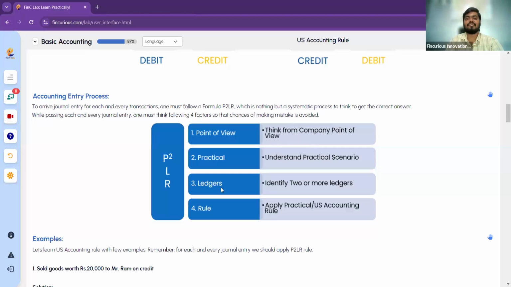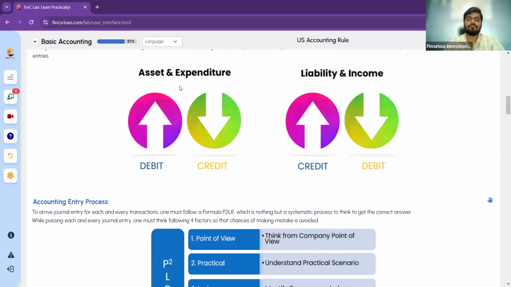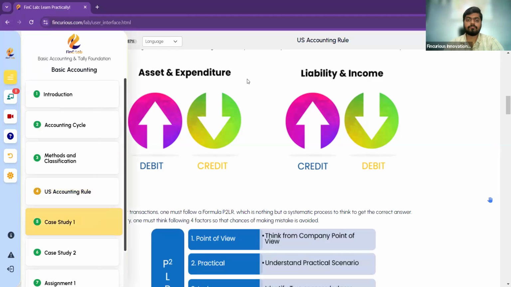Then only you will debit and credit, right? If you have only one debit, you cannot credit. If you don't have any credit, then the journal entry cannot be passed. So to pass a journal entry, two accounts should be there and two parties should be involved in that particular transaction. And then the rule: apply the practical or US accounting rule. Just now we have discussed: asset and expenditure, increases debit, decreases credit. Liability and income, increases credit, decreases debit. This is the US accounting rule, or modern accounting rule, we need to apply.